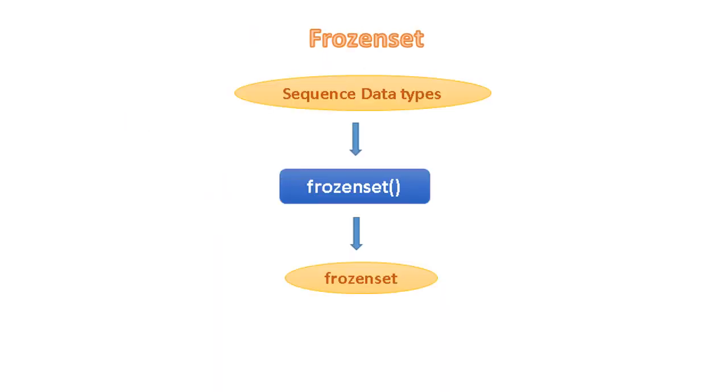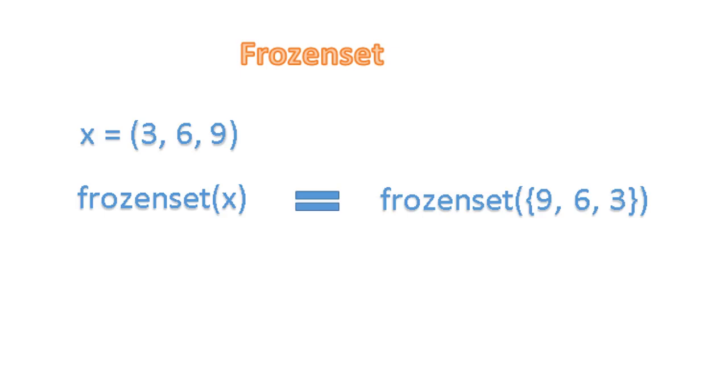Frozenset is an inbuilt function which takes a sequence type object as input and makes them immutable. Simply, it freezes the iterable objects and makes them unchangeable.